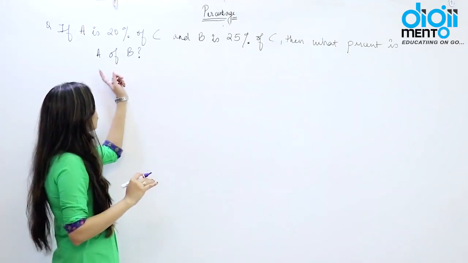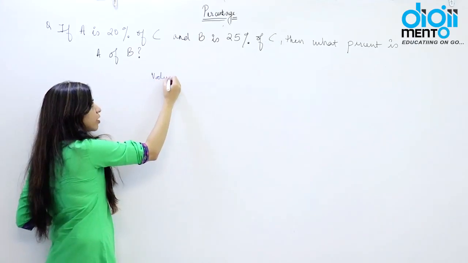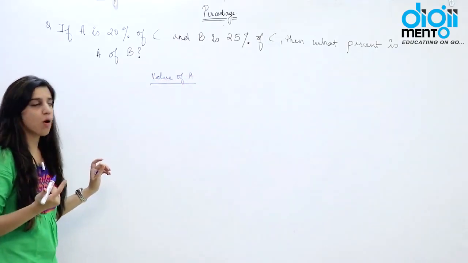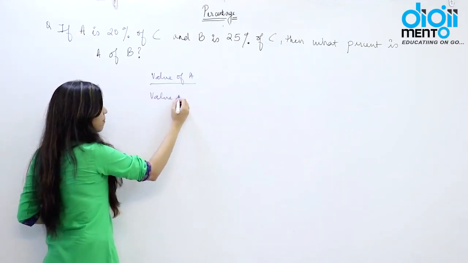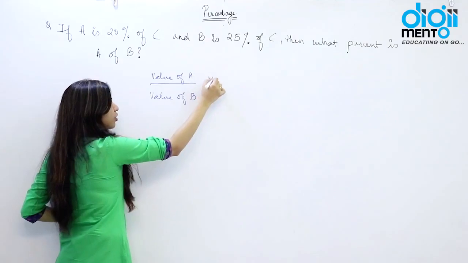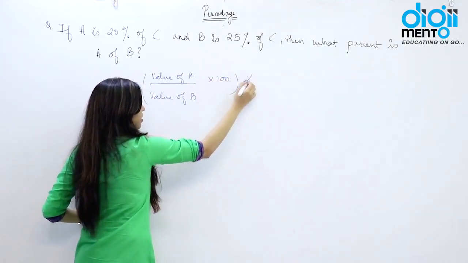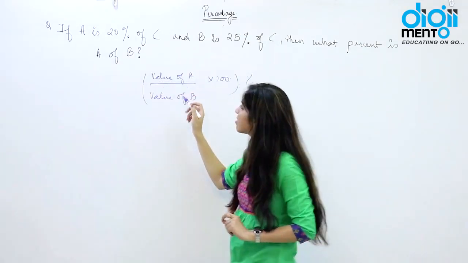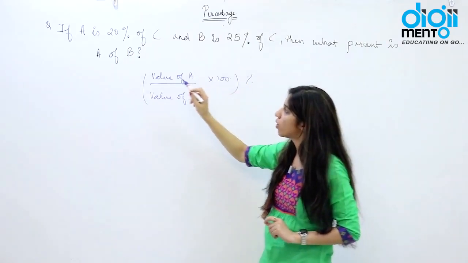Now they are asking what percent is A of B, which means the value of A is going to be the numerator, with reference to what? Of B. Of B means the value of B is going to be the denominator, and you need to multiply with 100 and put a percentage sign. So this is what you are going to do basically. Now to find this, we are taking help of a third quantity C. Now what do they say?